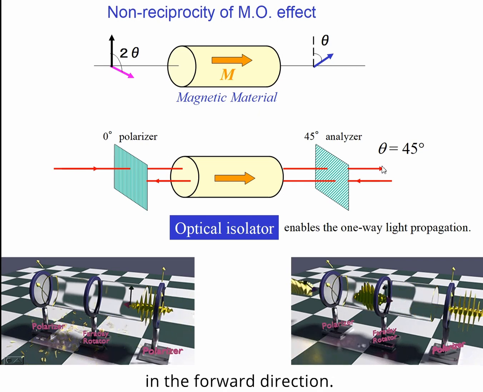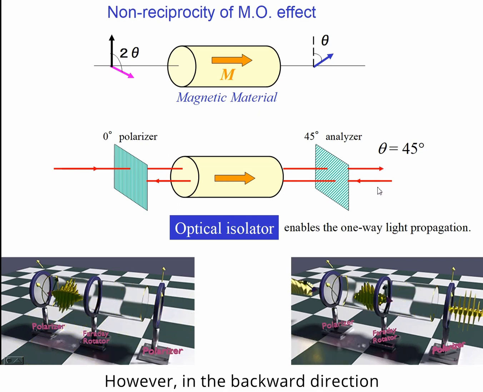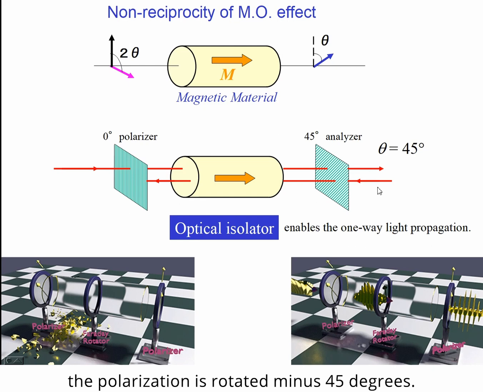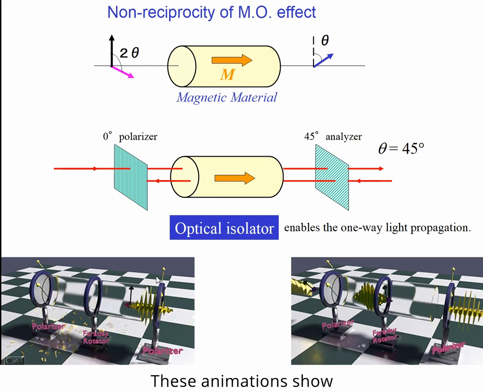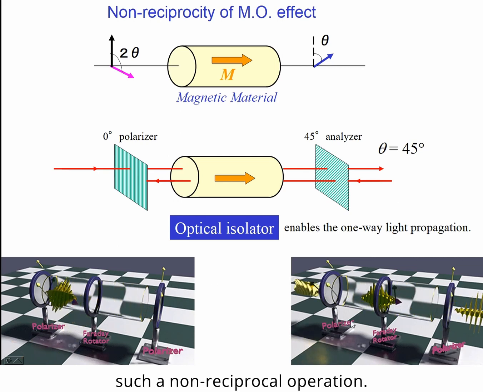However, in the backward direction, the polarization is rotated minus 45 degrees. As a result, the backward light is fully blocked. These animations show such a non-reciprocal operation.